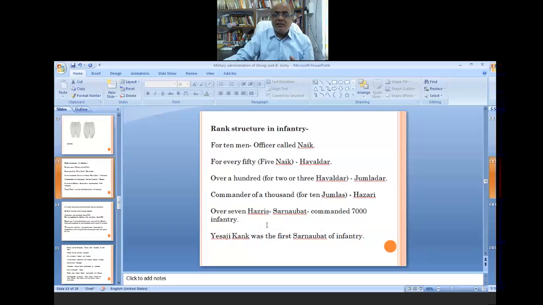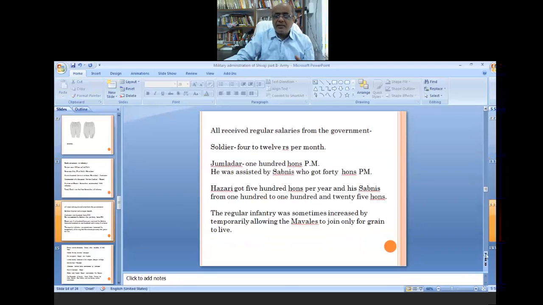And then over 7 Hazari, there was a person called Sir Naubat, and he commanded 7,000 people of infantry. Esaji Kank was the first Sarnobat of Shivaji's infantry. All right. So these are the rank structure, and now about the salary.